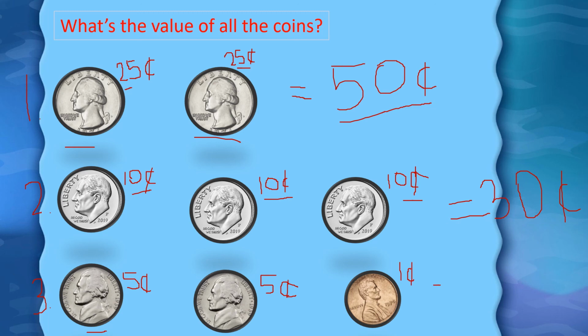When we count this, we're going to skip count by 5 and then we're going to add one more. So let's go. 5, 10, and then we add 1, it will be 11. So we have 5, 10, and one more will be 11. So let's write 11 cents. So on the last one, we have 11 cents.